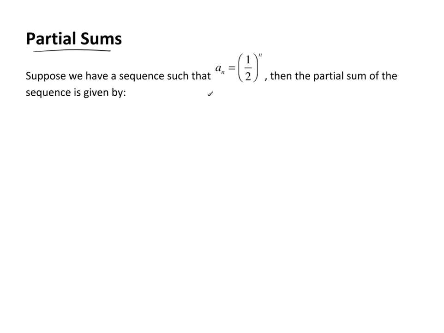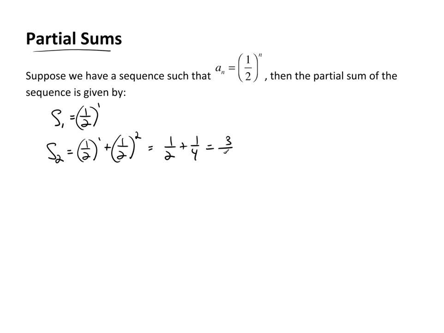Suppose we have a sequence such that a_n equals (1/2) raised to the n. Then the partial sum of this sequence is given by, and let's take this piece by piece here. We typically use a capital letter S to represent a partial sum. So S1 is going to equal 1/2 to the first. S2 will equal 1/2 to the first plus 1/2 squared, which is 1/2 plus 1/4, which is 3/4.